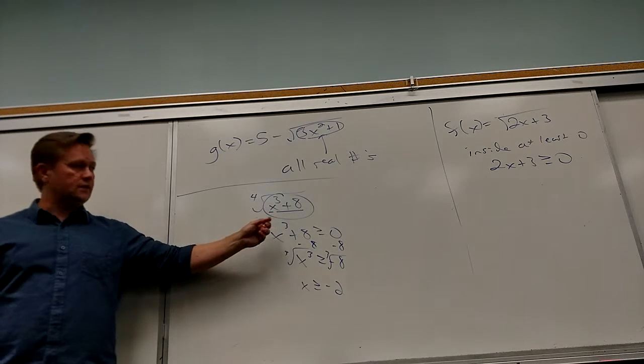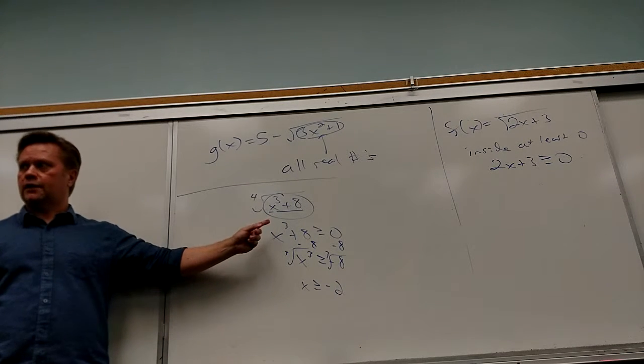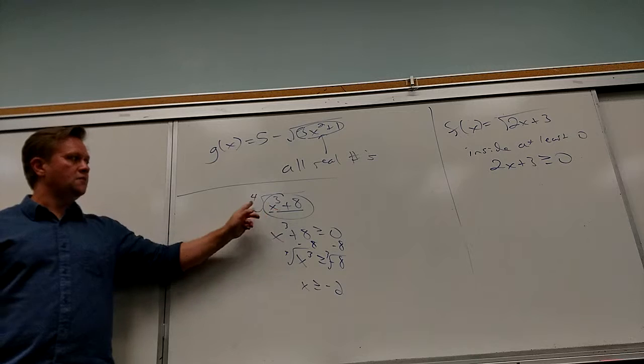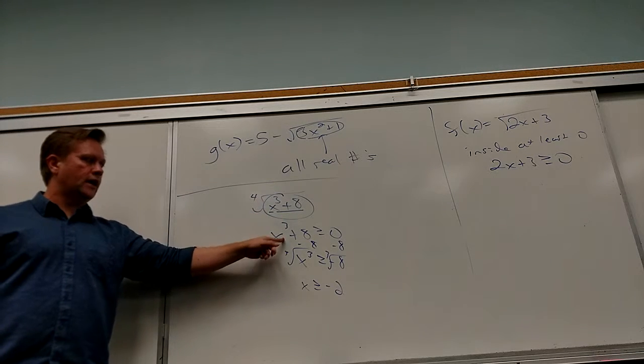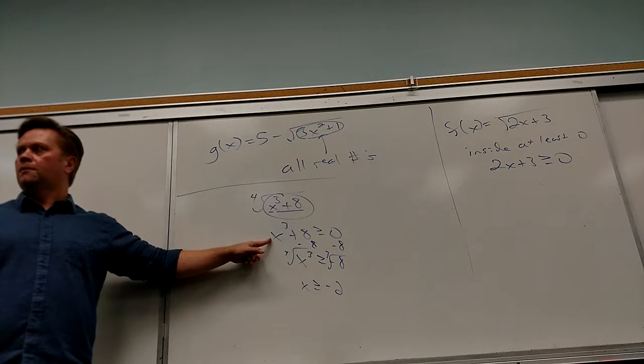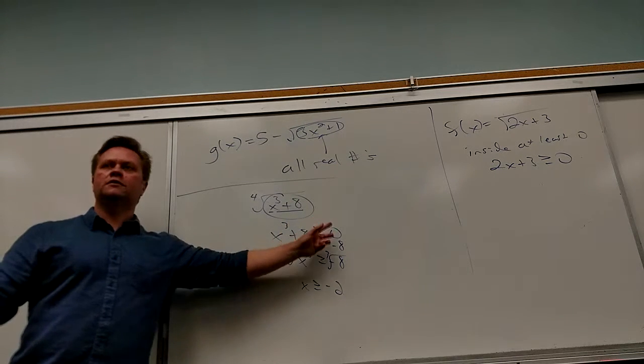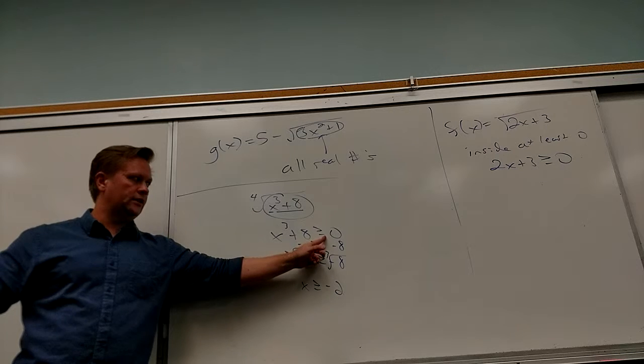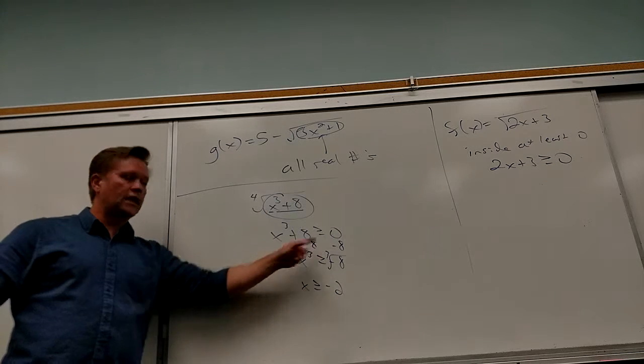What's inside? X cubed plus 8. So from this, what's the domain? The inside has to be at least 0. Is there anything about the fourth root still here? No. But where's the fourth root's influence? Since it's an even root, it has to be at least 0. That's where the statement came from.